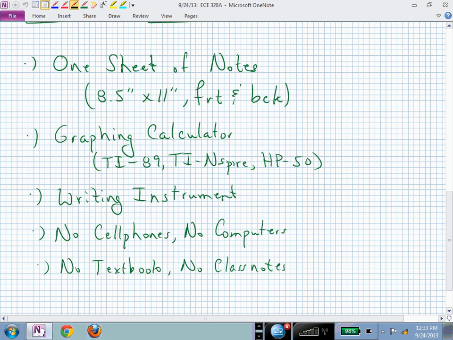What'd you get for problem 2? Yes? Do the notes have to be handwritten? You can type those up. You can LaTeX those. You can put them in Word. They can be whatever you want.